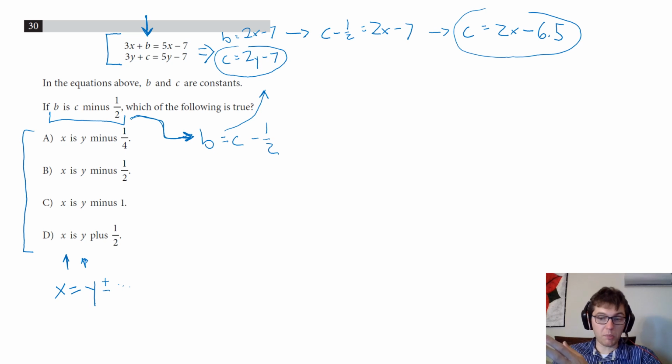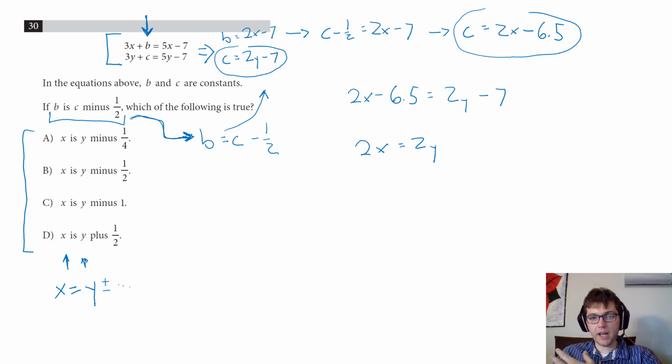They're both equal to C, set them equal to one another now to give you 2x minus 6.5 is equal to 2y minus 7. Add 6.5 to both sides. That will leave you with 2x is equal to 2y. Negative 7 plus 6.5 is now just minus 0.5. Divide everything by 2 to just give you x. X is equal to 2y divided by 2 is just equal to y. Minus 0.5 divided by 2 is now 0.25.